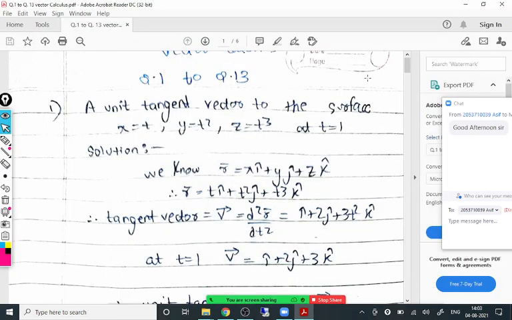Okay, so questions 1 to 13 were completed by Sahitya. This one is from vector calculus now. Which are the most important articles? First, I will tell you.